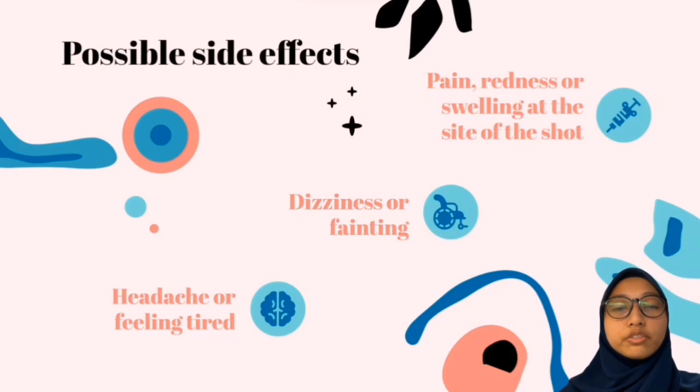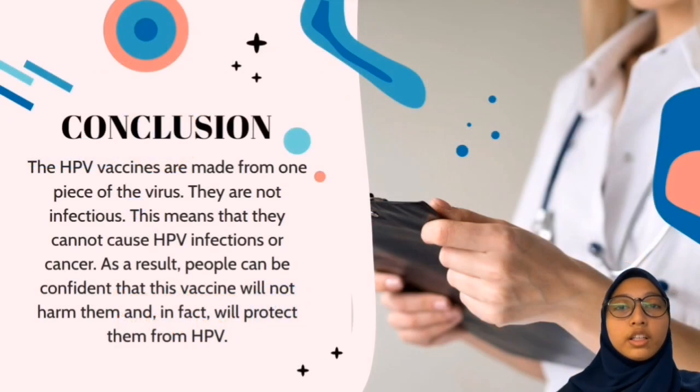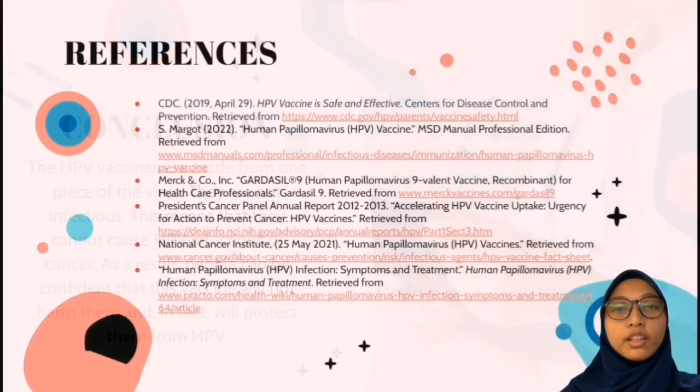To prevent this from happening, adolescents should be seated or lying down during vaccination and for 15 minutes after getting the shots. In conclusion, the HPV vaccine is made from one piece of the virus. They are not infectious. This means that they cannot cause HPV infections or cancer. As a result, people can be confident that this vaccine will not harm them and in fact will protect them from HPV. That's all from us.